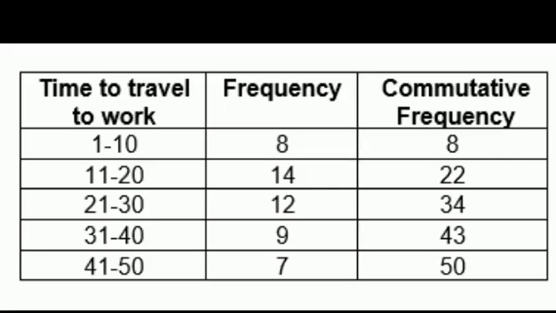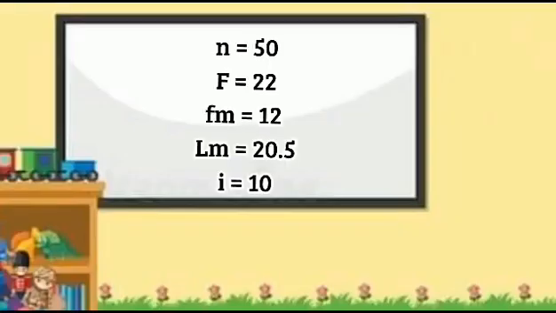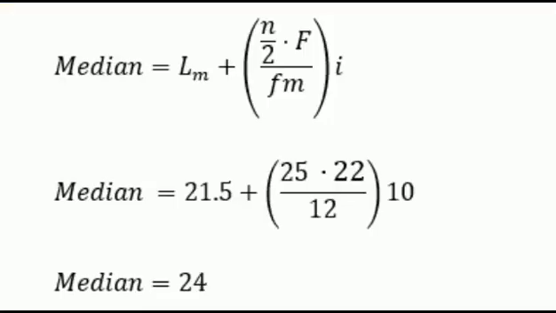The class median is in the third class because the first class with a value of cumulative frequency at least n/2 is 34. Therefore, n equals 50, f equals 22, fm equals 12, Lm equals 21.5, and i, the class width, is 10. Now it's time to substitute: 21.5 plus (25 minus 22) over 12 times 10. That will result to 24. So that was the median.